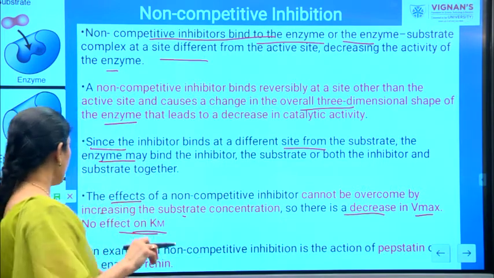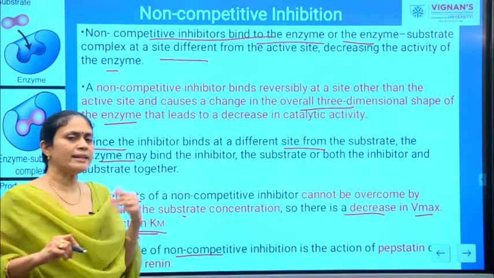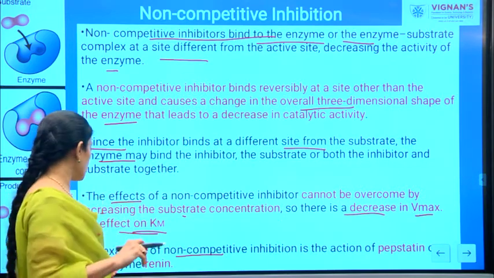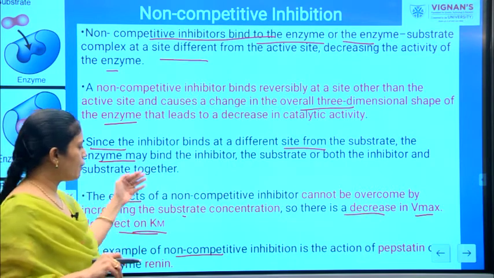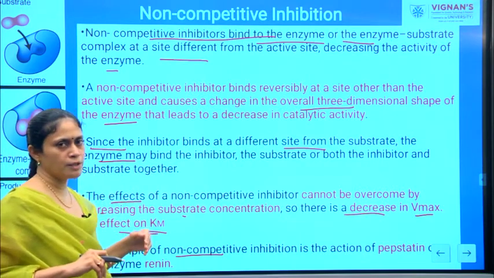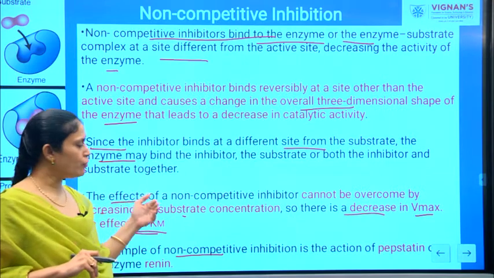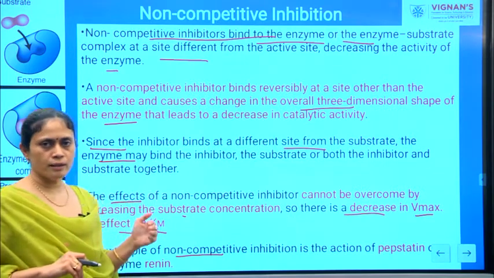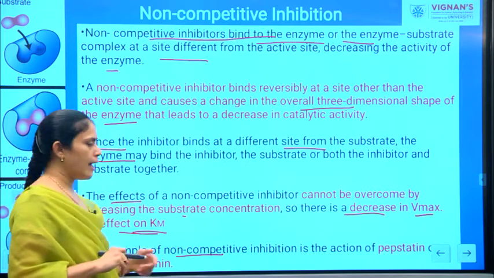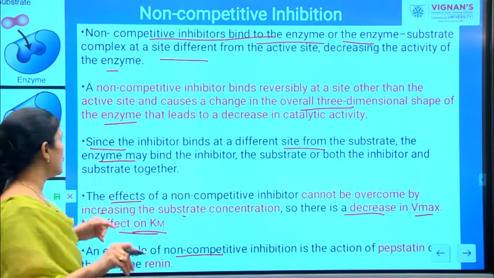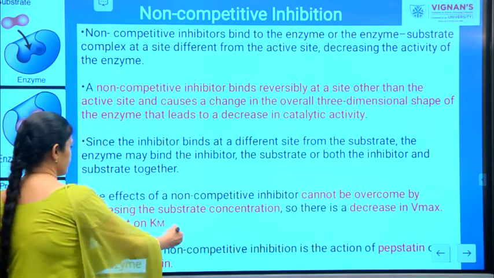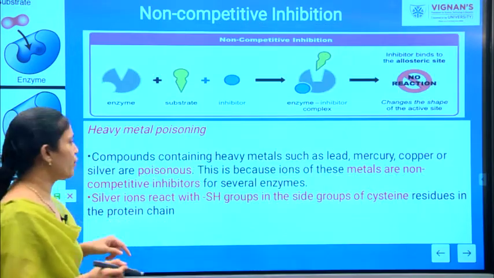And we can study the example of pepstatin affecting the enzyme renin as an example for your non-competitive inhibition process. So, I'll explain it to you with the help of a figure.